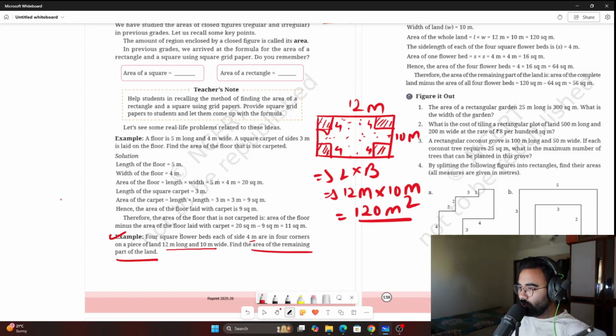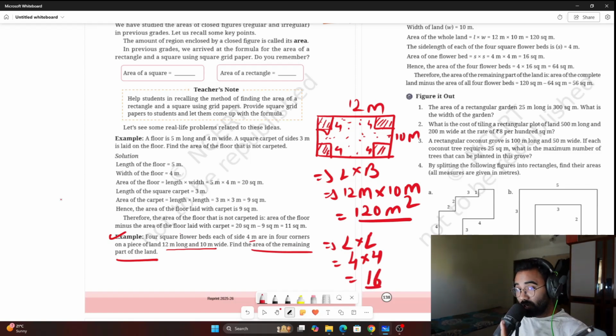Now I must calculate this square flower beds. So area of one flower bed would be length multiplied by length, because it is in the shape of a square and not a rectangle. So what is the area of a square? 4 multiplied by 4. That should give you 4 4s are 16.